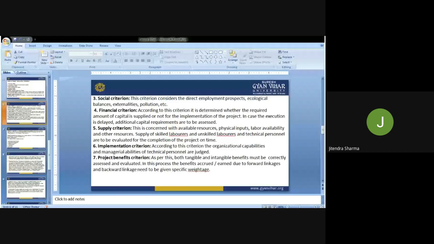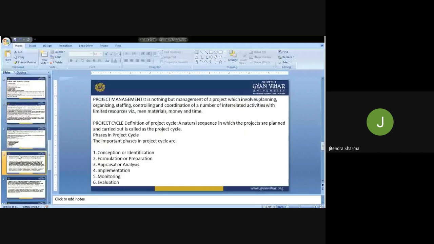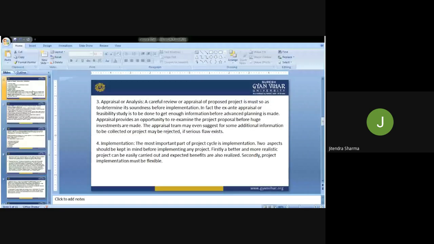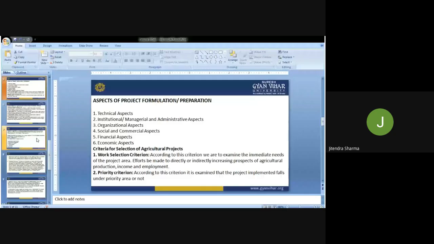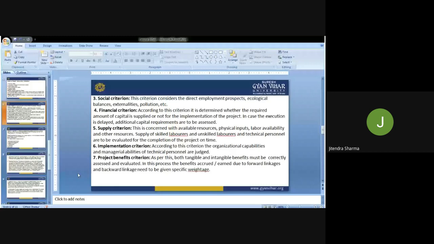So we have completed the criteria on the basis of which the project is to be constituted, and we have discussed on what basis the criteria for selection of an agricultural project are decided. Number one, once again I'm recapping: work selection criteria. Then the priority criteria, on the basis of which we decide which one is suited for us. Then the social criteria, which considers direct employment prospects, ecological balance, external pollution, etc. These are important aspects of social importance, which we have discussed thoroughly.